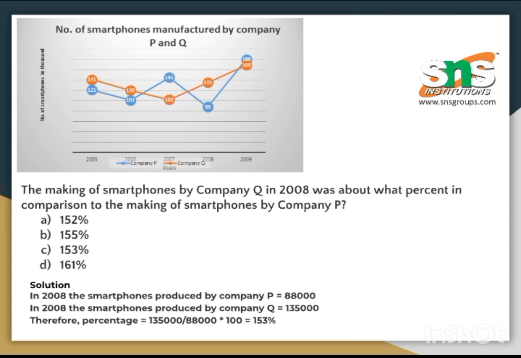So we have discussed four important charts: table, bar, pie, and line graph. Keeping all this in mind, you should be able to solve the questions easily. Thank you.